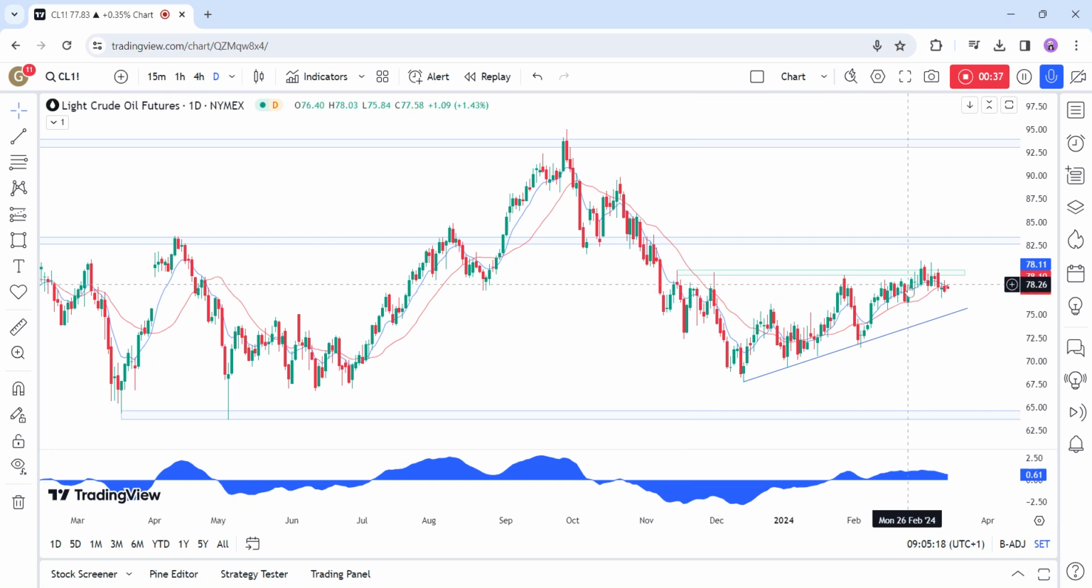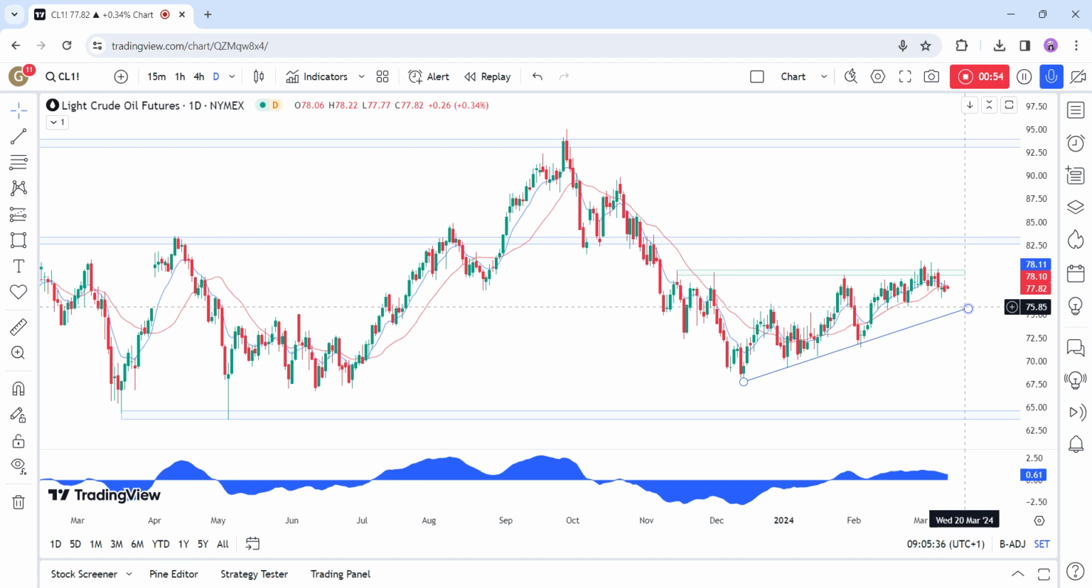Now, in the daily chart, we can see that crude oil failed to break out of this key 80 resistance zone following the miss in the US ISM manufacturing PMI and fell to new lows. The target on the downside should be the upward trend line here around the 76 level.